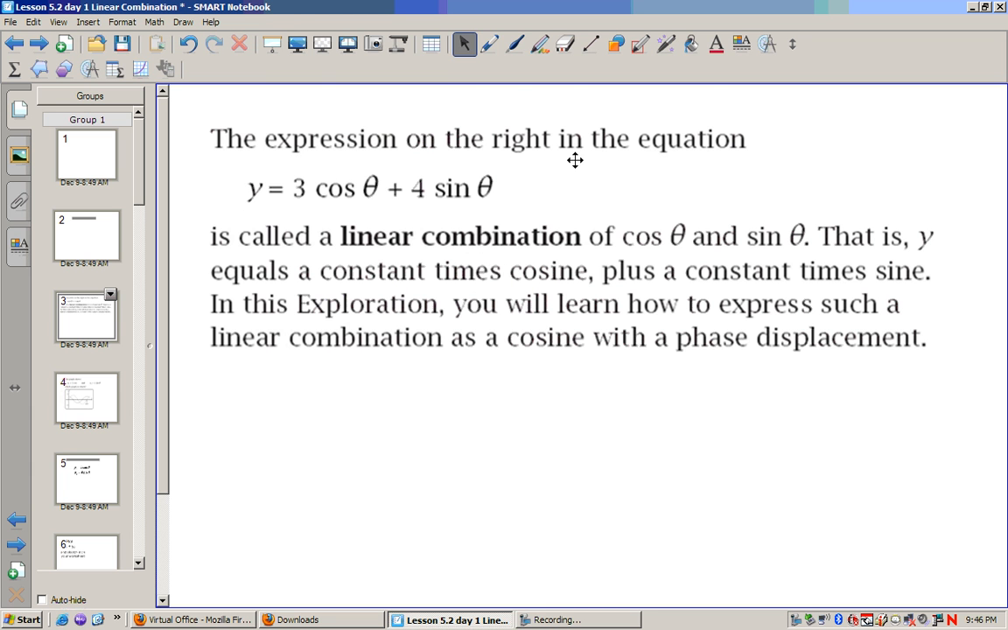First thing we need to figure out is what is a linear combination. Y equals 3 cosine theta plus 4 sine theta is called a linear combination of cosine and sine. That is y equals a constant, here the constant is 3, times cosine, plus another constant, 4, times a sine. In this exploration, we will learn how to express such a linear combination as a cosine with a phase displacement.